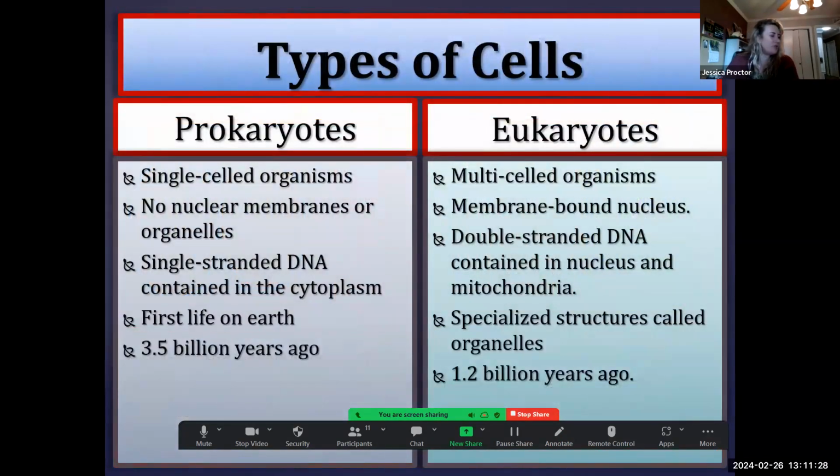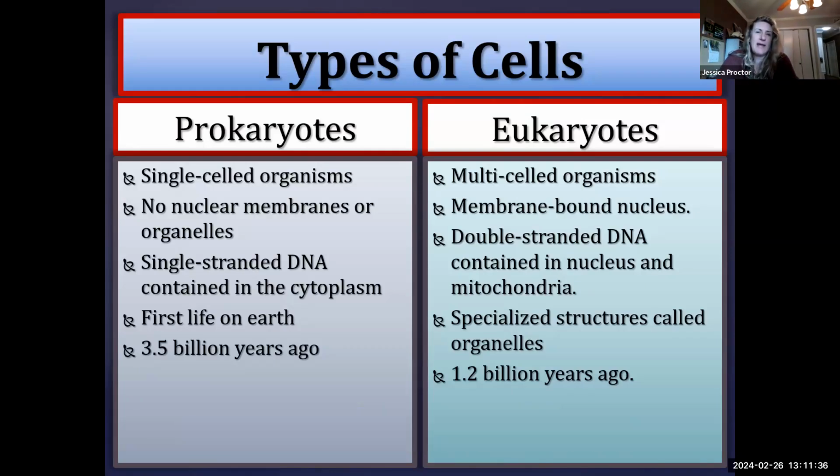All right. So, there are two types of cells. These are different from classes. The two types of cells are prokaryotic organisms and eukaryotic organisms. So prokaryotic organisms are single-celled organisms. They do not have a nuclear membrane or distinct organelles. You can think of organelles as kind of like the components or the compartments of the cell, or the organs of the cell. The prokaryotic organisms have single-stranded DNA that's contained completely within the cytoplasm of the cell. The cytoplasm is kind of the liquid that helps the cell keep its shape.